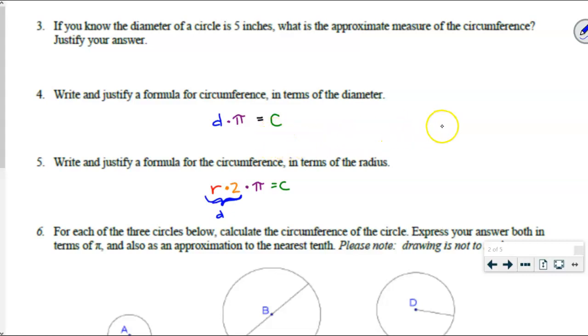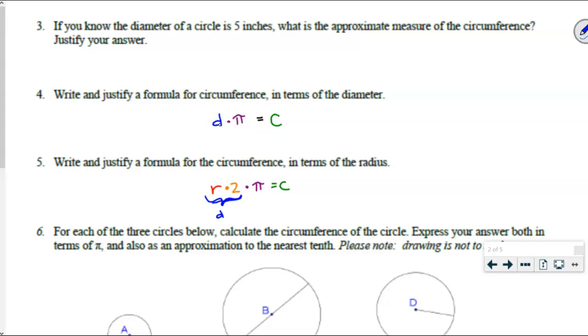What if, instead of giving you the diameter, I give you the radius? Last time we discussed that the radius doubled is how we get the diameter. A radius is half of the diameter, so if I give you a radius, multiply it by 2, then I know the diameter. And just like before, if I know the diameter, we just multiply it by pi, and that's how we get the circumference.